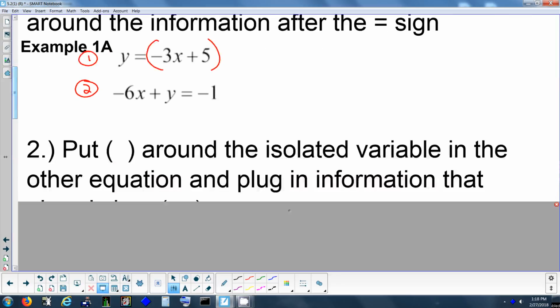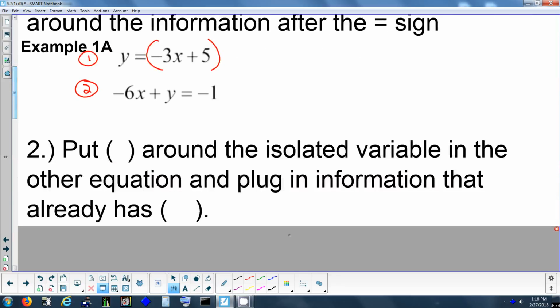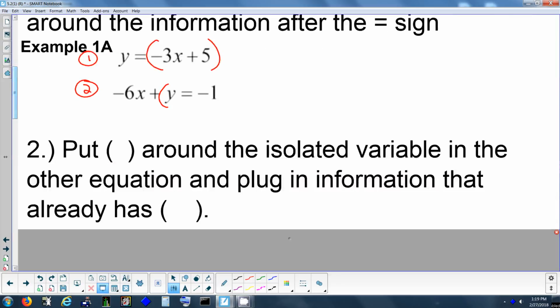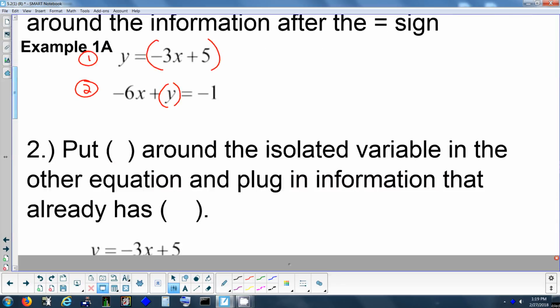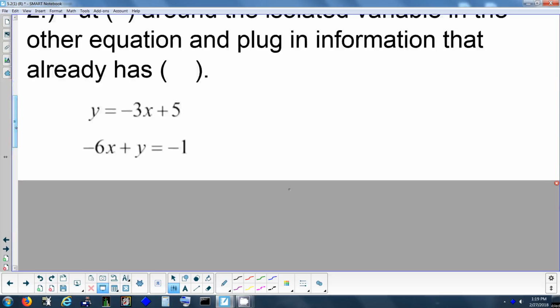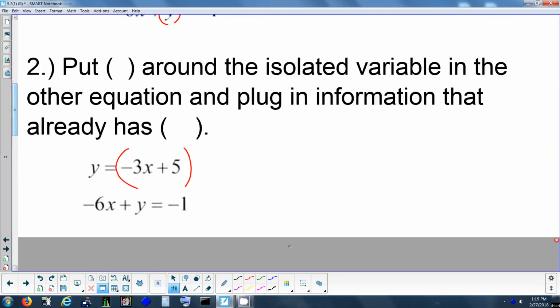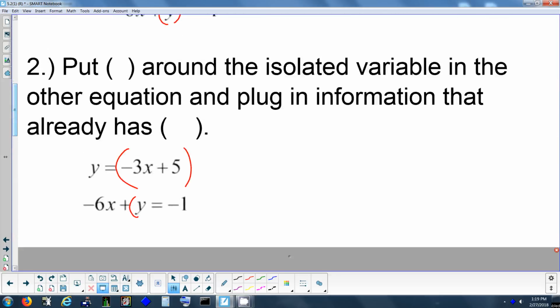Now we're going to do some math. So we're going to put parentheses around the variable that's isolated in the other equation and plug in. So in equation 1, what variable was by itself? Y. I want you to put parentheses. You can just scroll down a little bit more. I think we have that example right below it. There we go. Let's go step by step. So I want to put parentheses around the Y in the other equation.